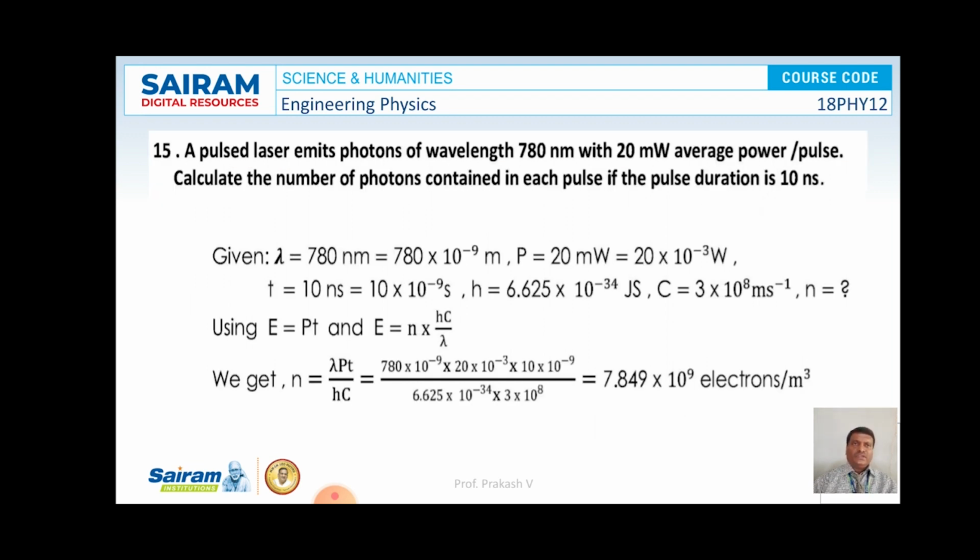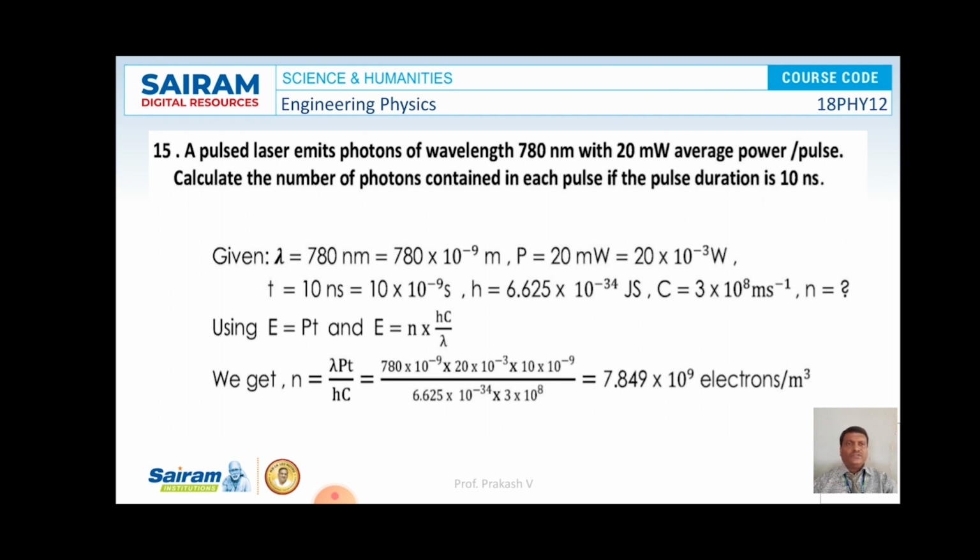A pulsed laser emits photon of wavelength 780 nanometer with 20 milliwatt average power per pulse. Calculate the number of photons contained in each pulse if the pulse duration is 10 nanoseconds. Given lambda is equal to 780 nanometer, P is equal to 20 milliwatts, and t is 10 nanoseconds, h is 6.625 into 10 to the power minus 34 joule second, and velocity of light c is equal to 3 into 10 to the power 8 meter per second. And what is the value of n here?